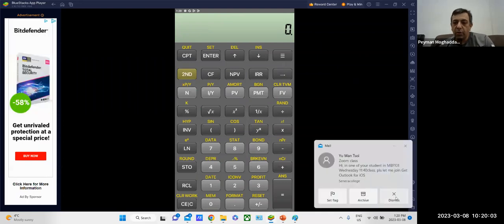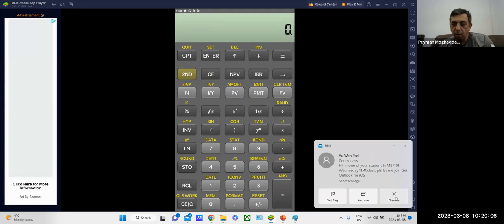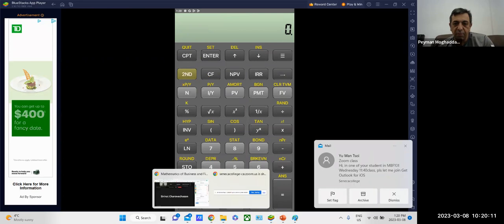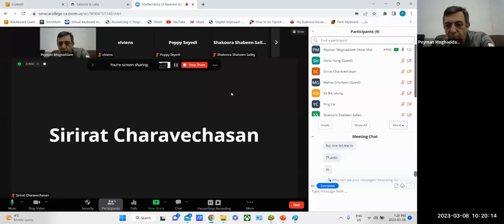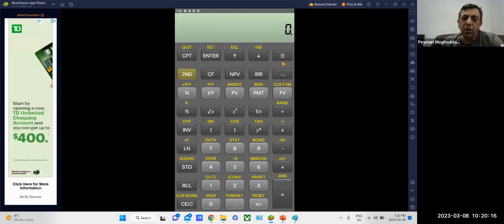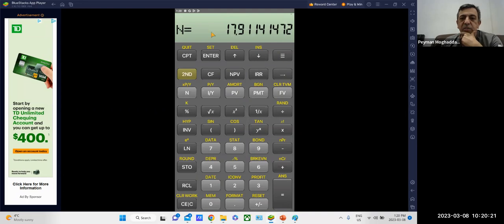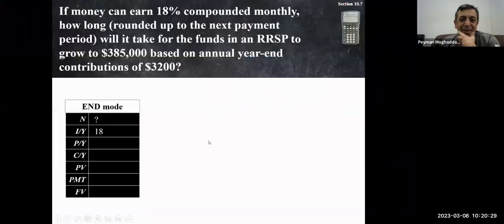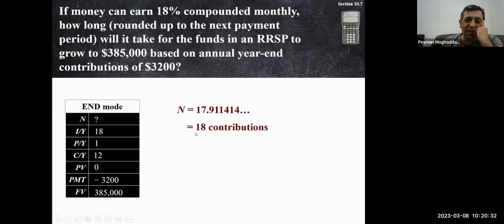Everything is set, and I just need to do CPT and N, which gives 17.91, guys. You see, 17.91. It's much easier to use the calculator than the formula, but it's just up to you. You calculate it easily, but just make sure that you set everything right. So, 17.91 contributions.